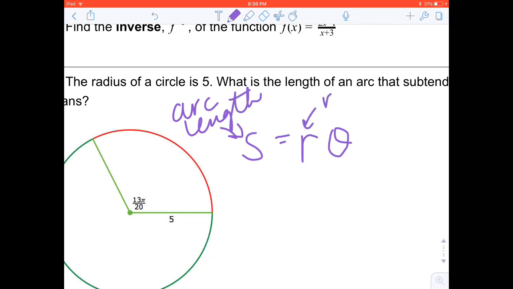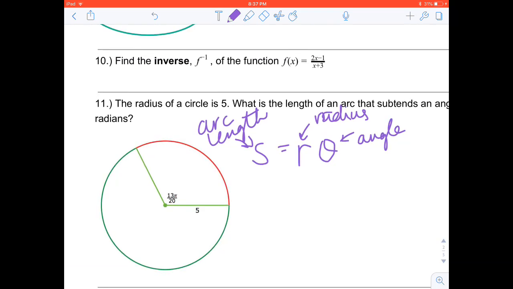This represents our radius, and this represents our angle. So you just need to know what each value represents, because then the question is going to give you what each of the values is, and it's also going to tell you which one you need to find. So you plug it into the correct ones, and then you solve for the correct one. So the radius is 5, so I'm going to plug that in for R.